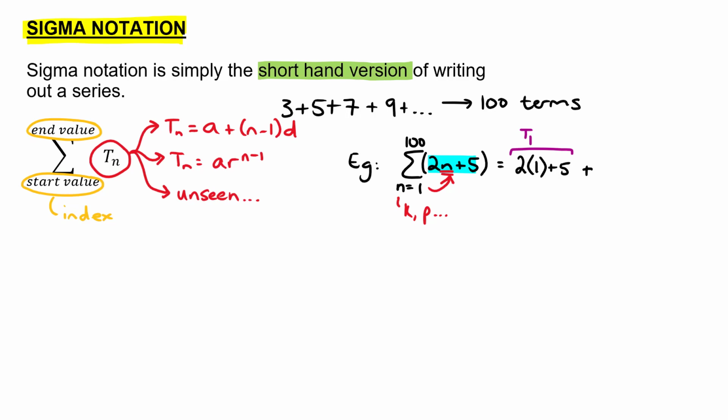Then for the second term, you take the number that you've started with, which in this case is 1, and we add 1 to it. So the second term would be 2 times 2 plus 5. And then it would be 2 times 3 plus 5. And you would keep on going like that. You can even simplify it in this case. It would be 2 plus 5 is 7, plus 4 plus 5, which is 9, 6 plus 5 is 11, etc., etc., up to 100 terms.